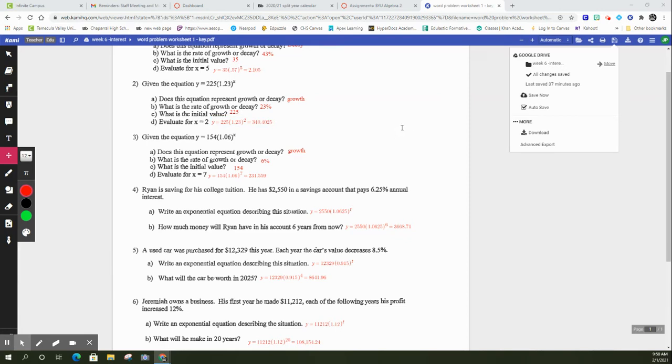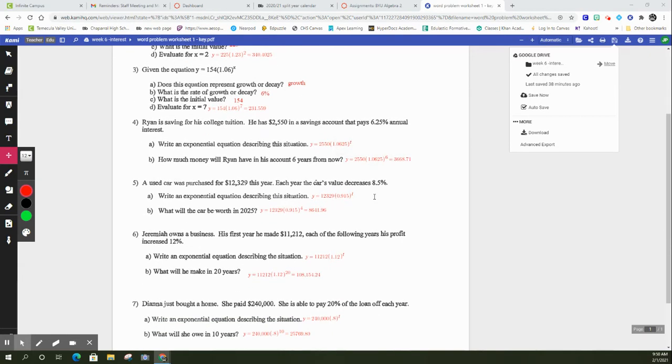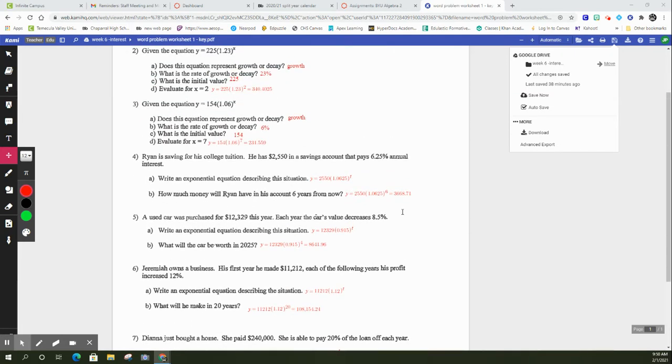All right, question 3, growth or decay. Okay, so again, the growth factor is 1.06. So that is growth. It's larger than 1. What is the rate of growth? And that's 6%. What is the initial value? That's 154. And then you plug everything into the calculator and you get 231.559.